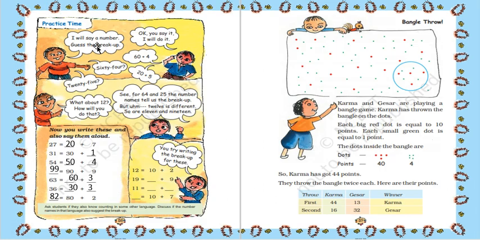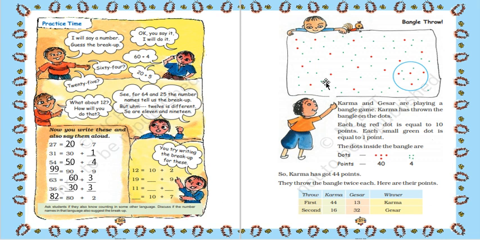Now, practice time. This guy is giving you a number and then another one is breaking it into two parts. See how. One will say a number, guess the breakup. Okay, I will say it and I will do it. 64, 60 plus 4. 25, 20 plus 5. In this way, you can do all these things. Okay, 27, 20 plus 7. 31, 30 plus 1. 54, 50 plus 4. 90 plus 9 becomes 99. 60 plus 3 becomes 63. 36 becomes 30 plus 6. You can do it very easily.